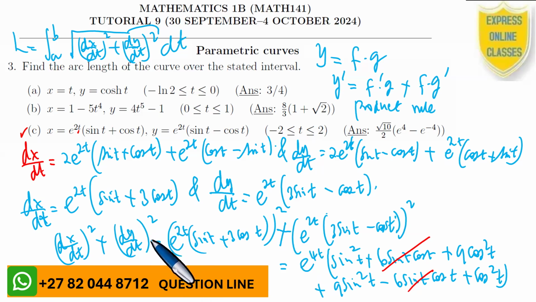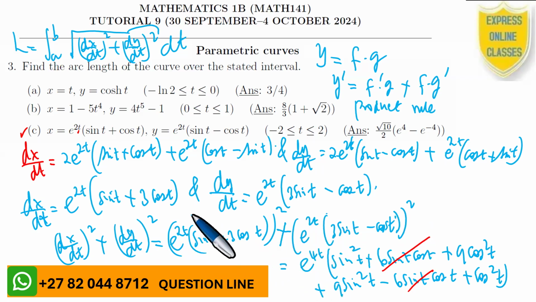Which is the dx dt. We take a look and we square the dx dt and we square the dy dt. And so we square this in a very clever way. There are several ways of squaring this, but e to the 2t squared is e to the 4t.